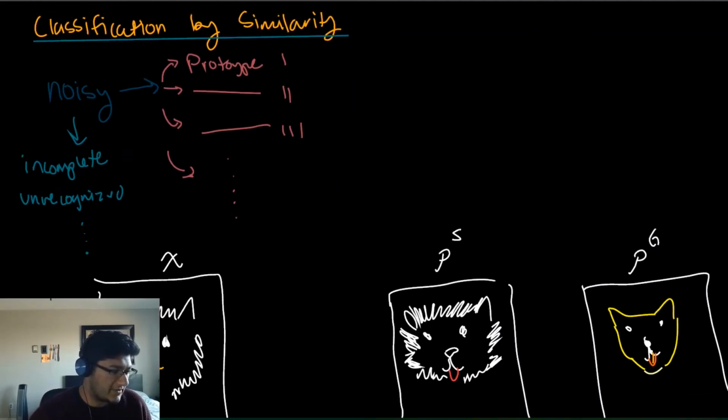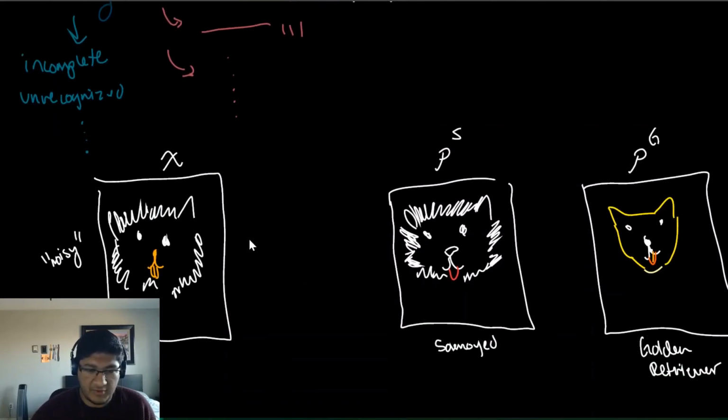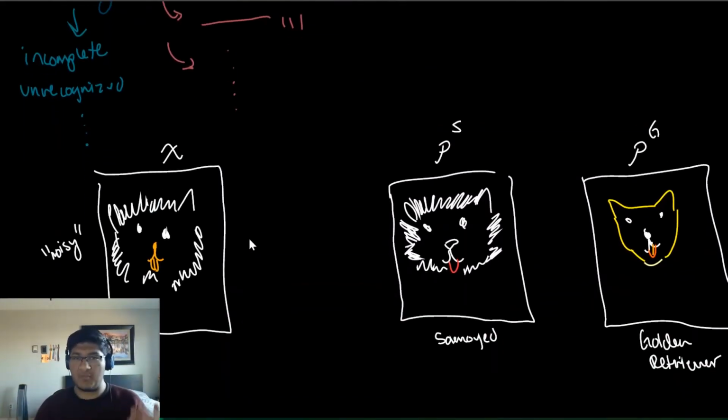So now in this stage, this is what we want to do. We want to express this noisy image as a vector. So we're going to express the photos as a vector. And this is a little bit more complicated than it seems, because it's not something that you would see in math where it's just one string of numbers. It's literal data, and it's in 3 dimensions.